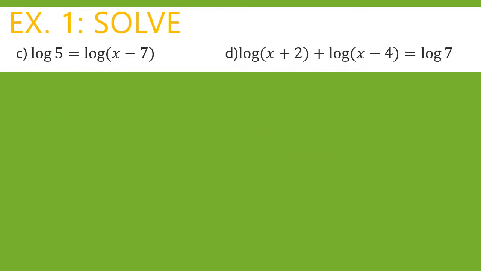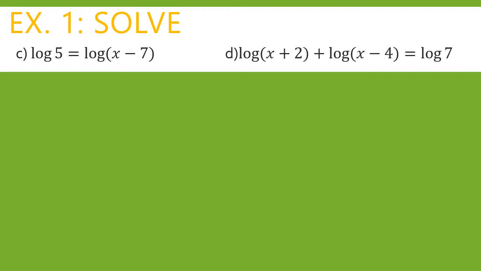C and D. Still solving. Now you could, if you wanted to, change this to an exponential for C. Remember, when you don't see a base, that doesn't mean it's 0, it means it's 10. So technically we could say this is 10 to the exponent log x minus 7 equals 5, and do some log laws and rules and break it down that way. It would be a much more convoluted way to get to our right answer.